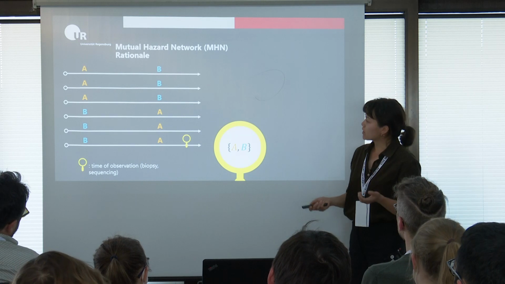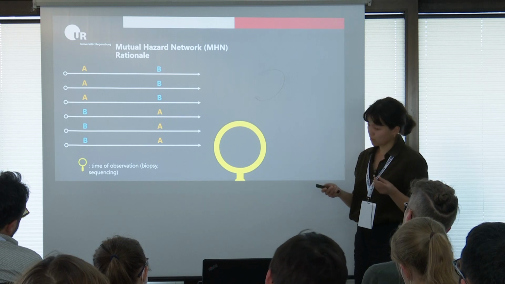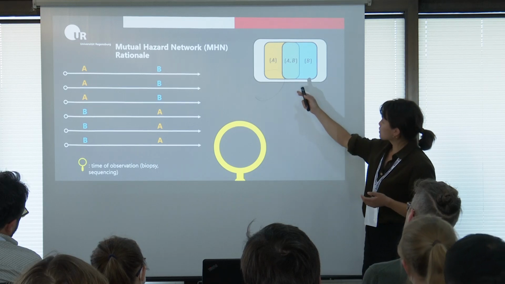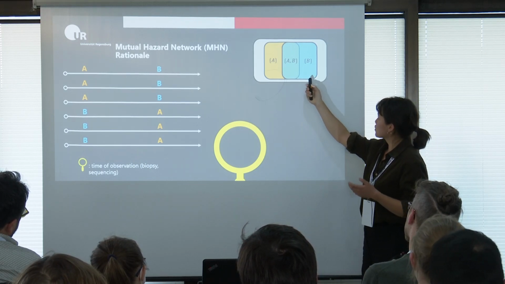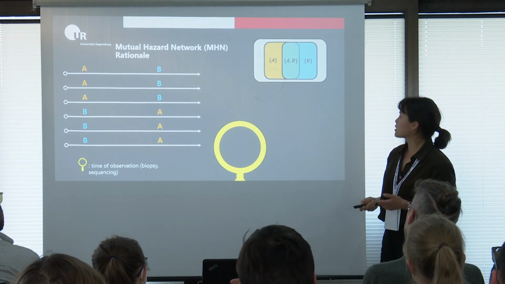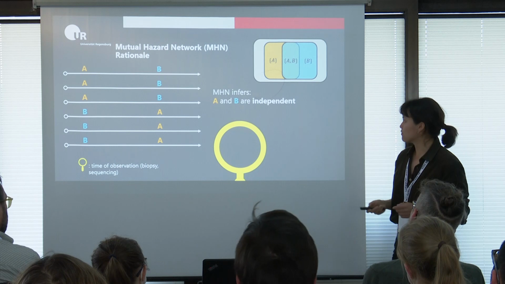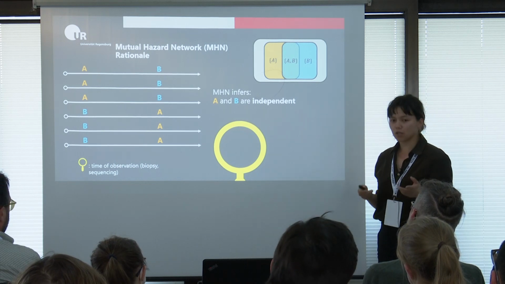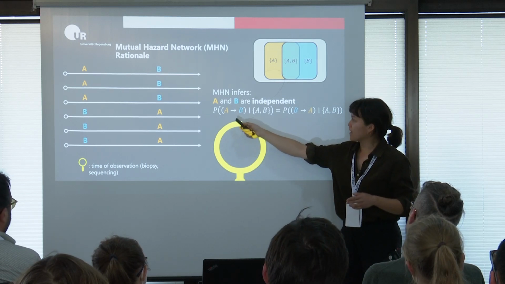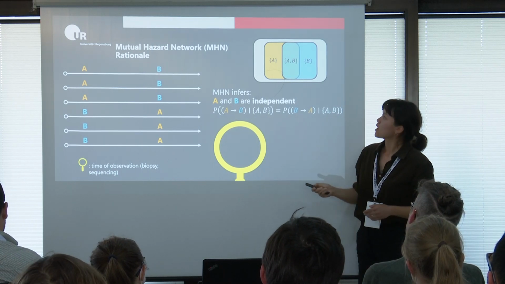Okay, and now if we have a lot of such data, then we would observe certain combinations of mutations more frequent than others. In this case here, we would maybe see, okay, sometimes we see A and B together, sometimes just A, sometimes just B, in about the same frequency. So the mutual hazard network, the MHN in this case, would infer that A and B are independent events that do not really influence each other. And when we're talking about orderings, it would also say, okay, it doesn't really matter if A came first and then B, or the other way around, the probability is about the same because they don't influence each other.